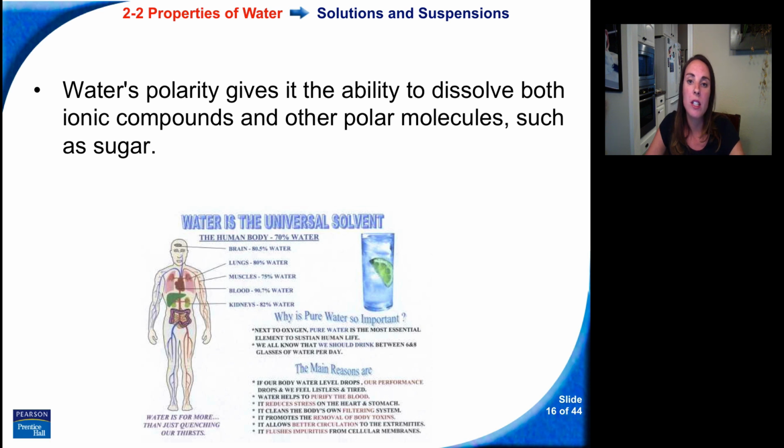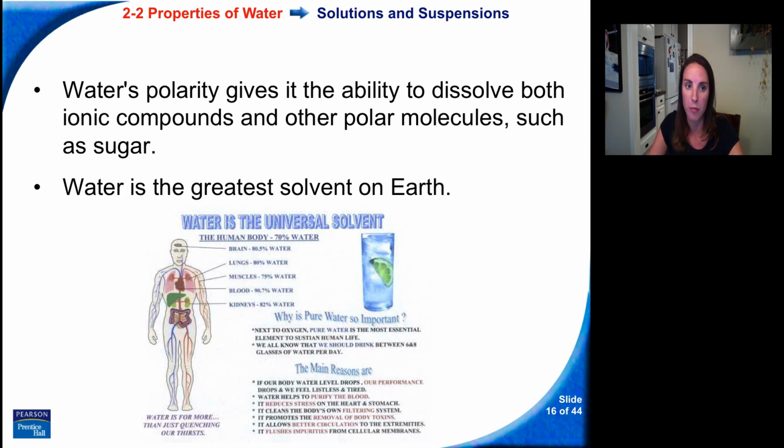So water's polarity gives it the ability to dissolve both ionic compounds and other polar molecules, such as sugar. Water is the greatest solvent on Earth. So its properties of polarity make it dissolve things. Polar and polar mix together, but polar and nonpolar do not. Like oil and water do not mix because oil is nonpolar and water's polar. But water's polarity is what gives it the ability to dissolve lots of substances. That is why water is called the greatest solvent on Earth.